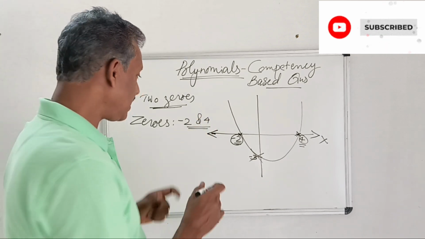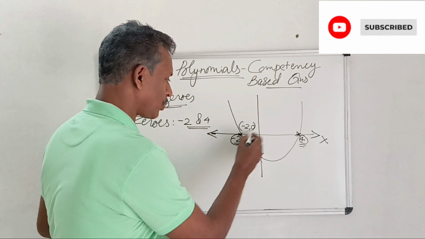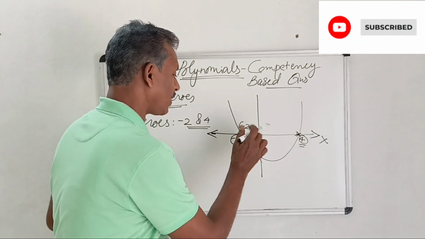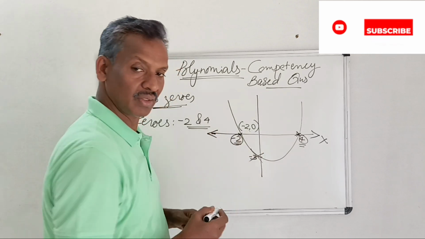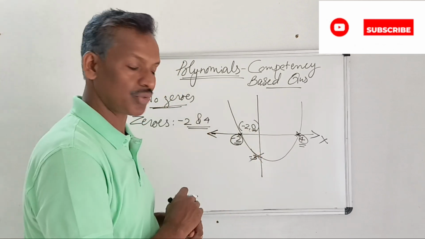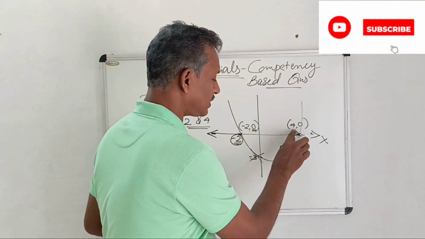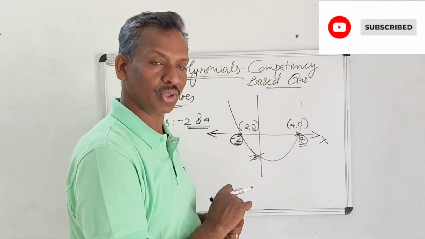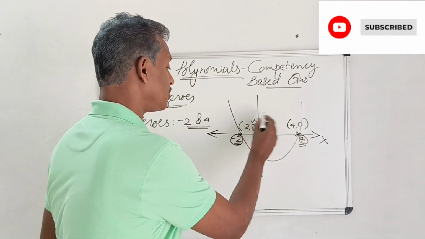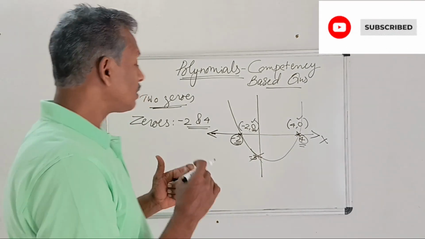Okay? Why are they the zeros? At this point it is (-2, 0), because on the x-axis the y coordinate is 0. That means the polynomial is becoming 0 when x is -2. Like that, here it is (4, 0). When x is 4, the polynomial becomes 0. So -2 and 4 make the polynomial 0. So -2 and 4 are the zeros.